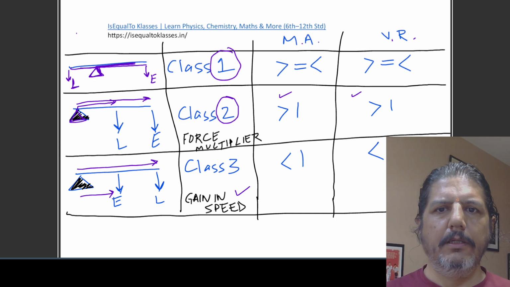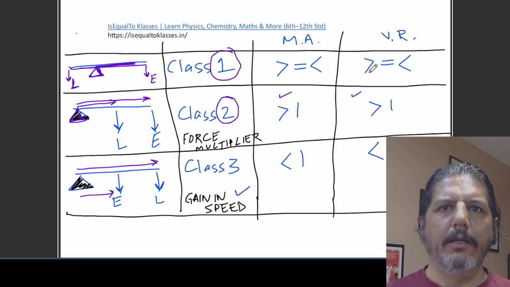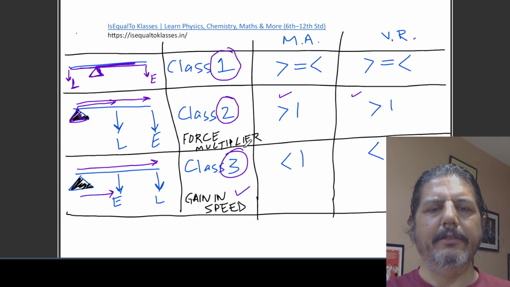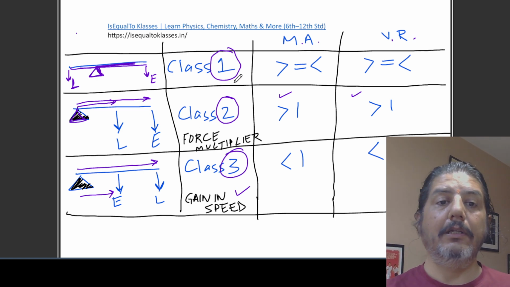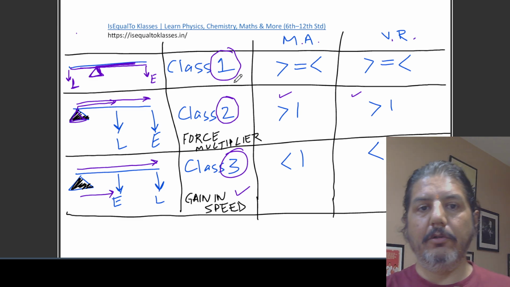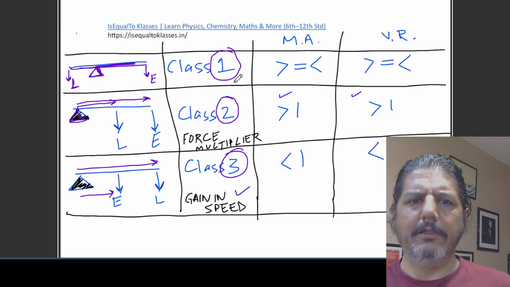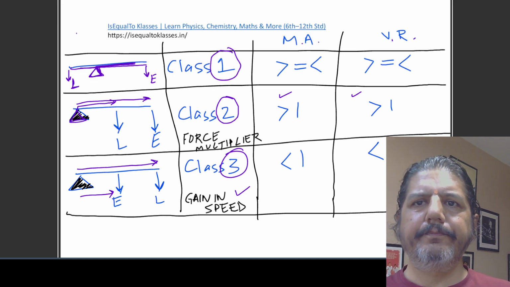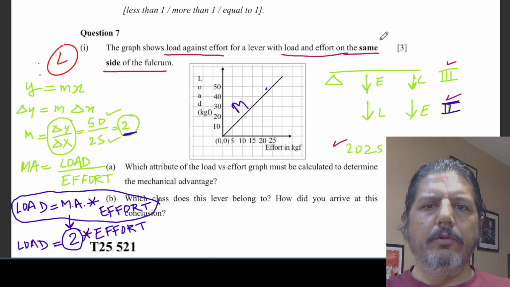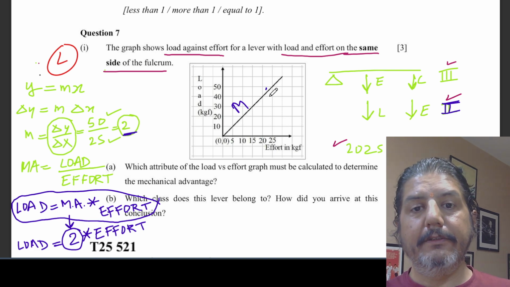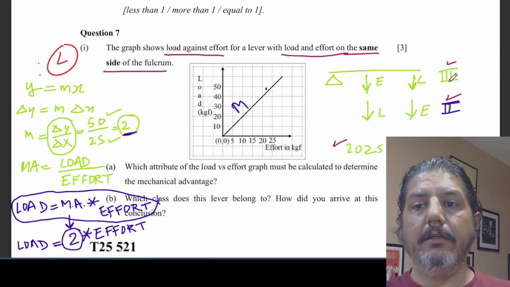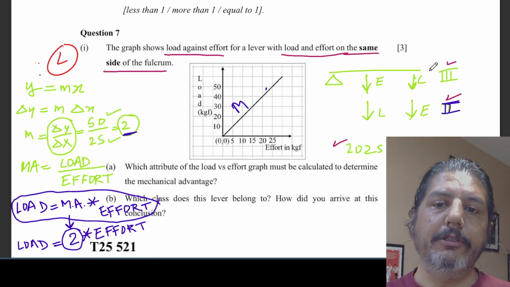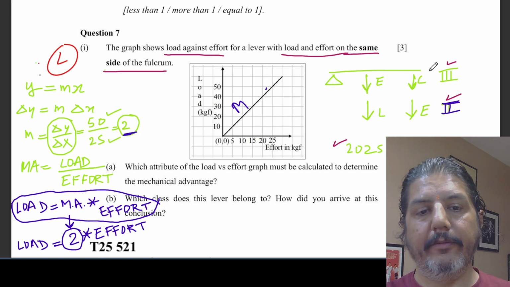I hope you understand these class 1, class 2, class 3 lever kinds. So here in class 1, the load and effort are on the opposite side, and in class 2 and class 3, you know that they are on the same side of the fulcrum. So in this case, the graph which is given might be a case 2 or case 3. So we need more information to understand what kind of case this might be.